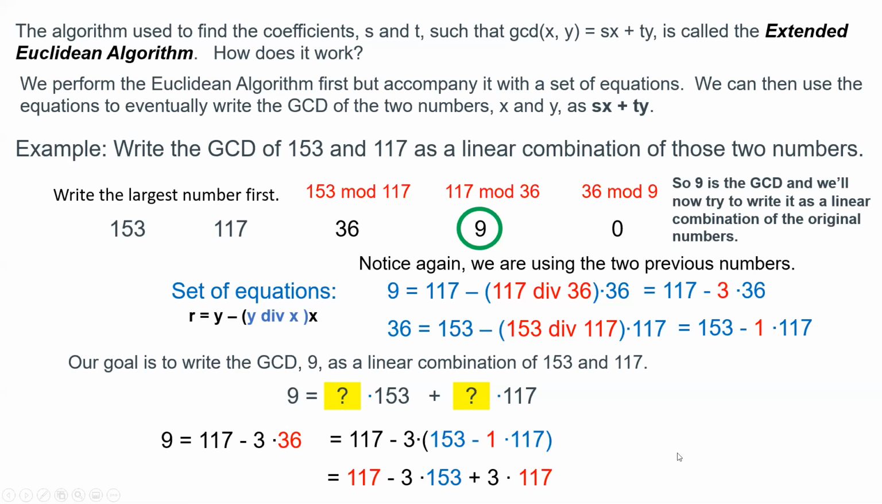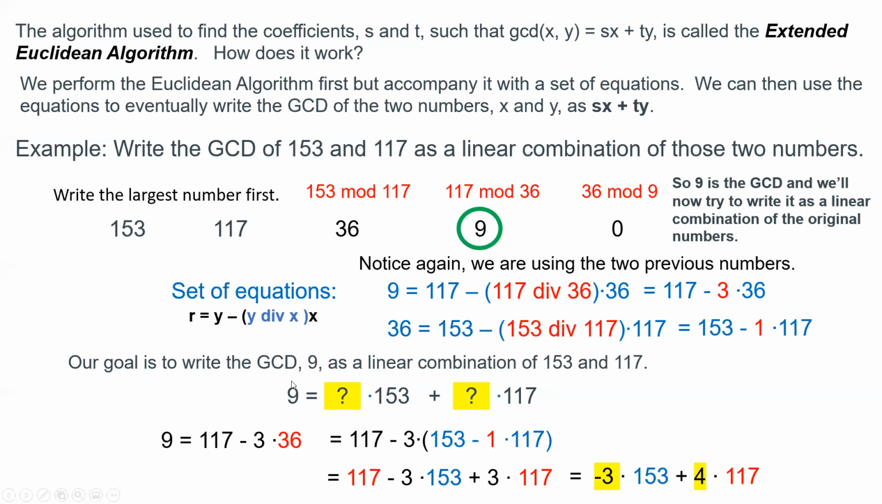Okay, but now we're not quite done, right? We have to put those together because we've got two terms with 117s. So we've got 117 and a +3 117s. So how many 117s? We're almost treating these two magic numbers, 117 and 153, like we would variables here, right? We're not messing with them, but we're just combining like terms. So I'm going to put the 117s together, and there's 4 of those. And then 153, there's -3 of them. So we have this right here, and we have now done what we wanted to do.